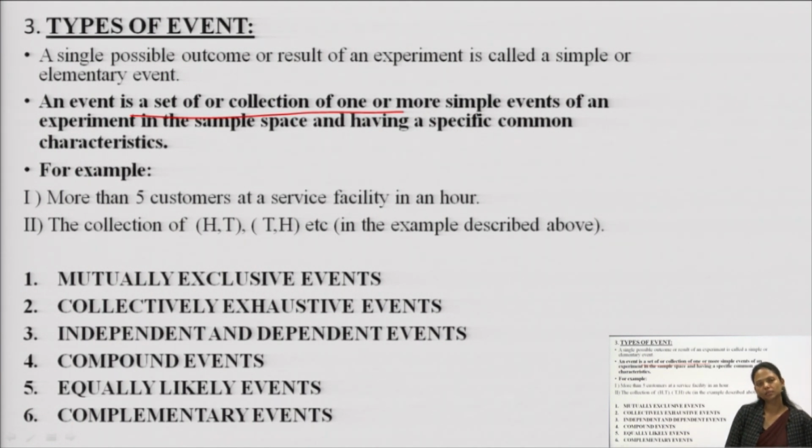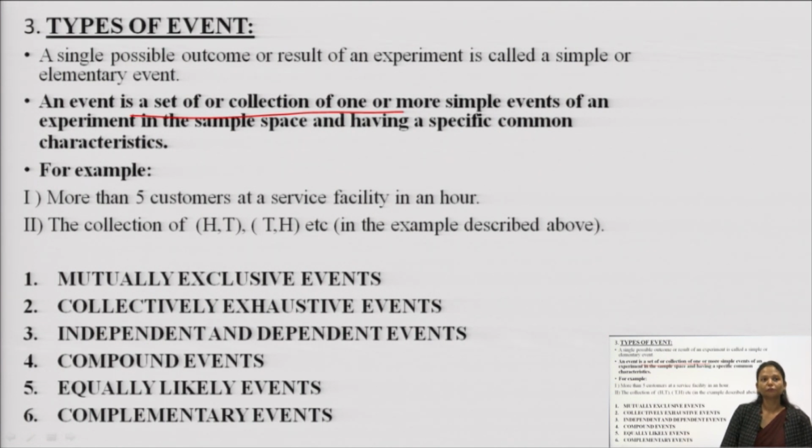What could be the common characteristics now? Common characteristics could be, both are coins. We cannot take a coin and a dice. We cannot take a dice and a pack of 52 cards. So, the common characteristic is both are having head and tail as combination. This common characteristic has to be there, otherwise we cannot compare two different things, basically we can talk about an experiment. So, an event is a set of collection of one or more simple events of an experiment in a sample space and having a specific common characteristic.